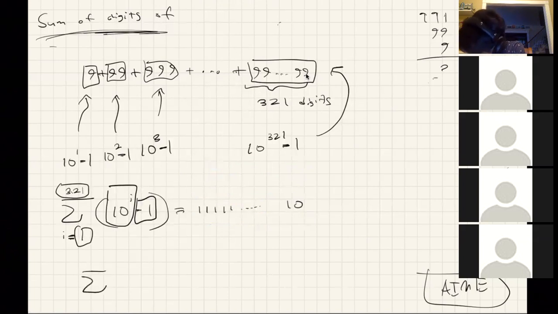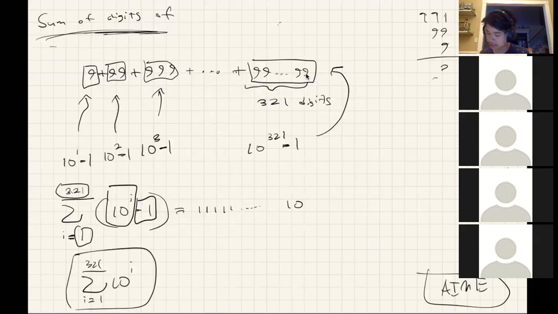So this sum right here is going to be 1, 1, 1, 1, 1, blah, blah, blah, and then 1, 0. This thing right over here is a geometric series, but we don't really want to simplify it because we're looking at the sum of the digits, right? So we want to look at how it's going to be written in base 10.